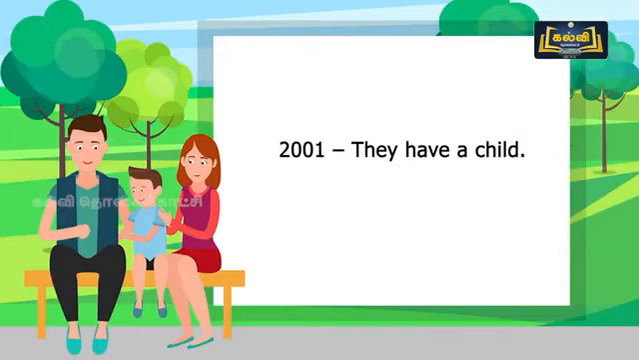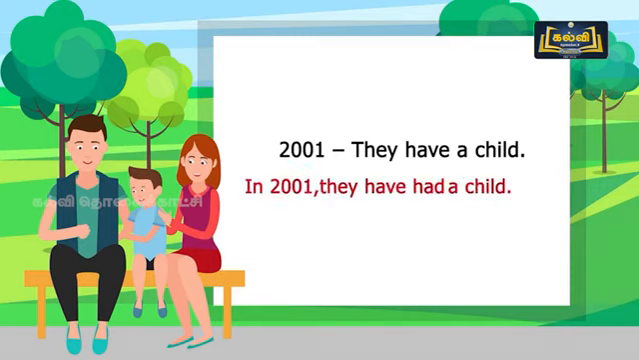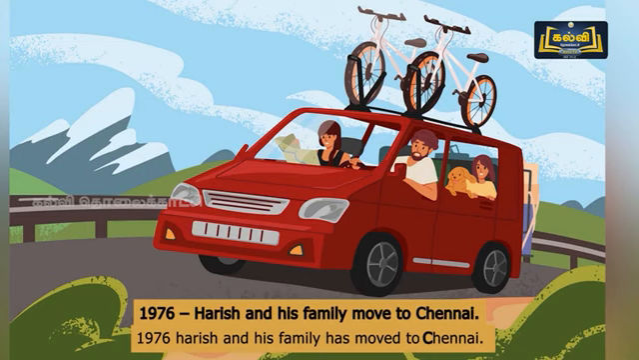In 2001, they have a child. When you change into present perfect tense, in 2001, they have had a child. See children, in the second sentence, 1976, Harish and his family has moved to Chennai. Here, Harish and his family are joined by a conjunction, so the subject is a single subject. So you are using the auxiliary verb has moved.